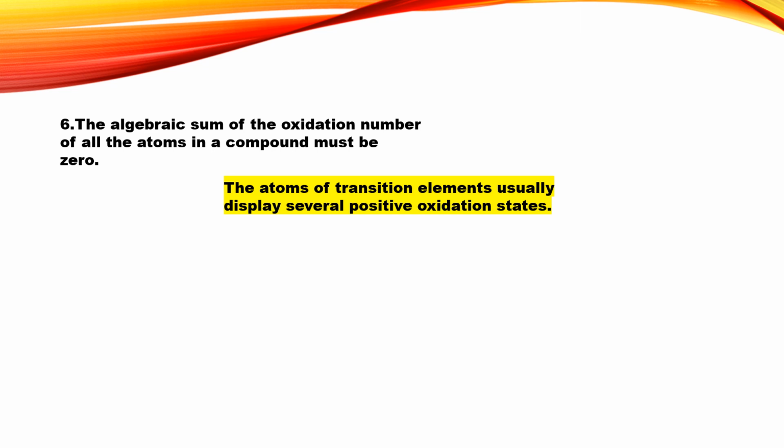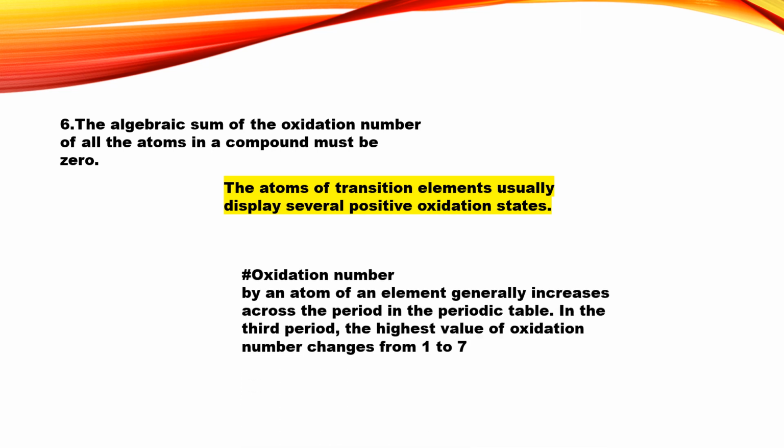So here you can see oxidation number increases across the period. Okay, in the periodic table it goes horizontally, it increases horizontally from period to period. Then the third period shows the highest oxidation number. It goes from 1 to 7. So here, the oxidation number of an atom of an element generally increases across the period in the periodic table. In the third period, the highest value of oxidation number changes from 1 to 7. So here we have finished the rules.